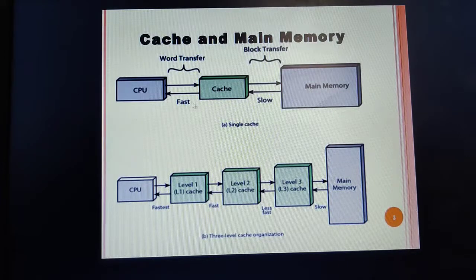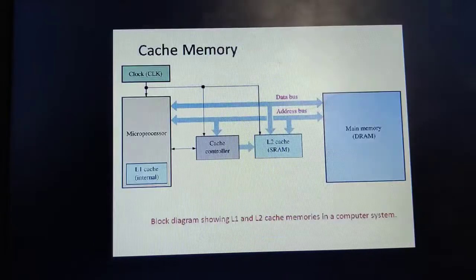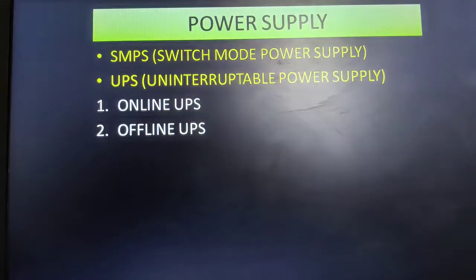So remember, the data transfer between the CPU and the cache memory will be quite fast when you compare it with the data transfer between the CPU and the main memory. This is what we discussed in our previous class. Today let us continue with the next topic, that is the power supply.